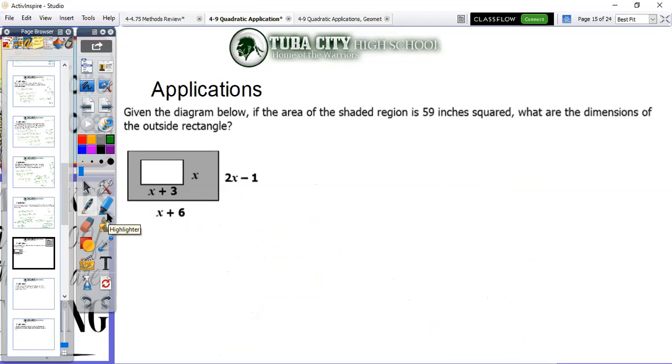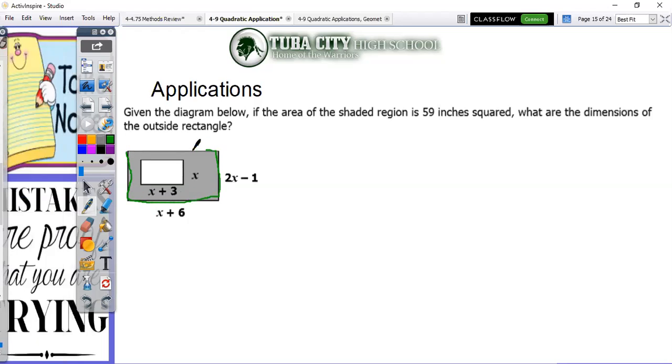Okay, so let's look at this one here. Given the diagram below, if the shaded area is 59 inches squared, what are the dimensions of the outside rectangle? So that means we're looking for this one. We want to know what are the dimensions. So once we figure out what x is, we have to plug it back in to get the dimensions. So we're looking for the actual length and actual width.